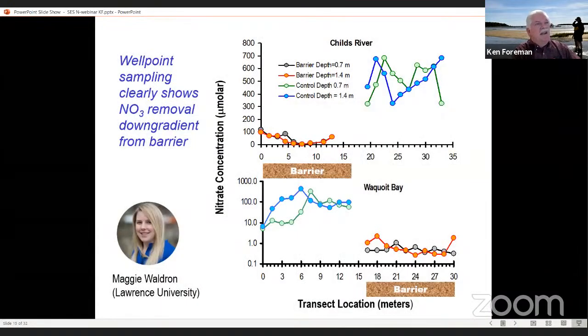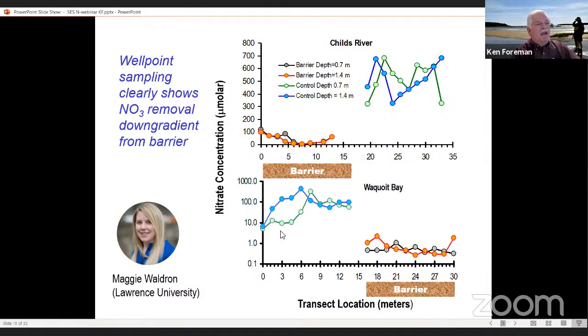Here's what some of the resulting data looks like. So the top graph here, I show you a concentration of nitrate in micromoles in the Charles River system. This is the location of the barrier. We have horizontal distance here in meters, location of the barrier between about 0 and 15 meters. And you can see nitrate levels were comparatively low, 100 to maybe 10 or so micromoles, compared to the region outside the barrier where concentrations range from 400 to 700 micromolar.